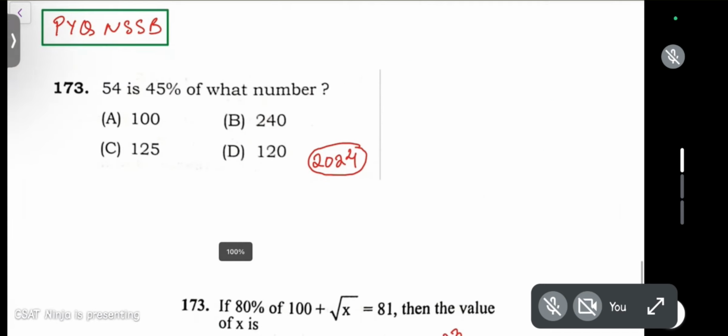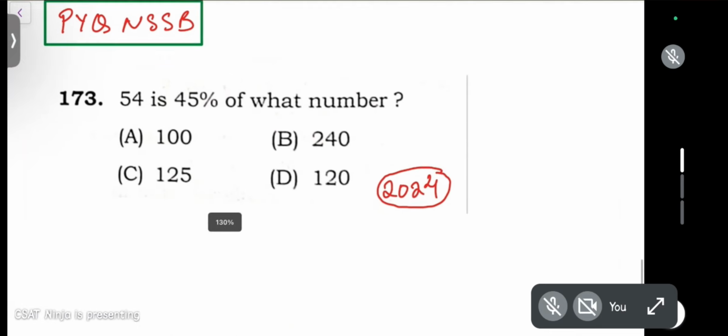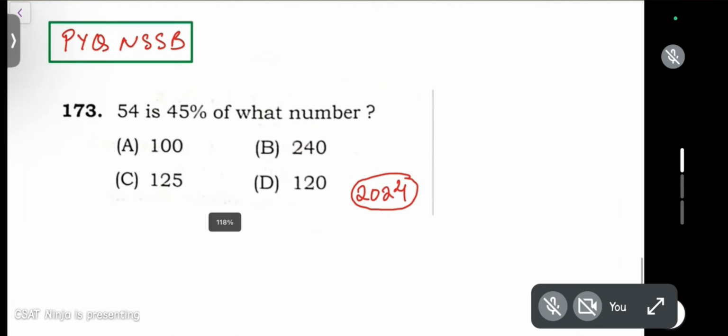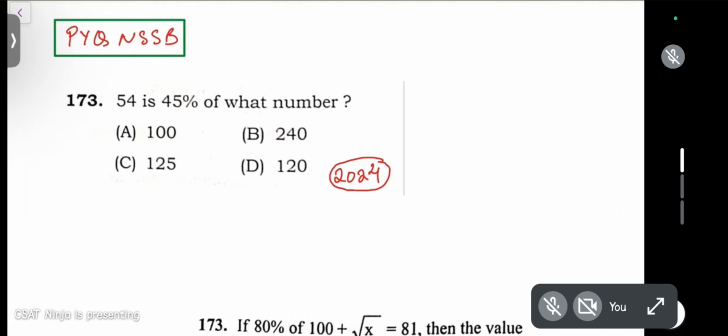It was asked in NSSB 2024. The question is this: 54 is 45% of what number? This is type number 1 that we have done, okay? It is based on numericals. So I'll form an equation for this one.